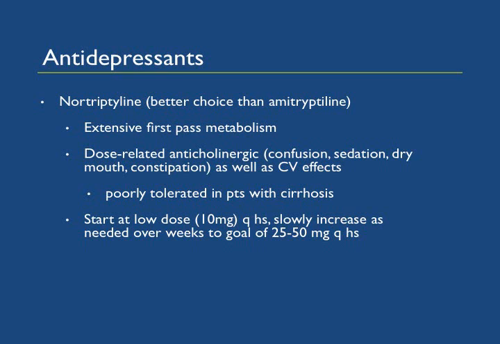All of these side effects could be poorly tolerated in patients with advanced liver disease or cirrhosis. Therefore, if nortriptyline is chosen, it should be started at a low dose, such as 10 milligrams QHS, and slowly increased as needed over weeks to a goal of approximately 25 to 50 milligrams.